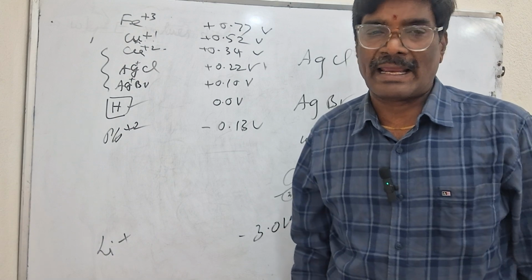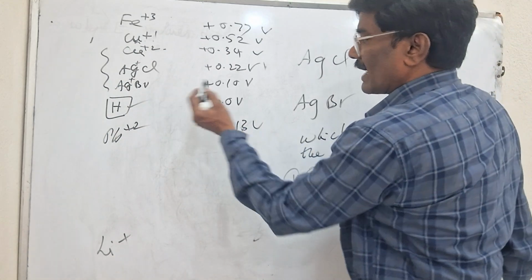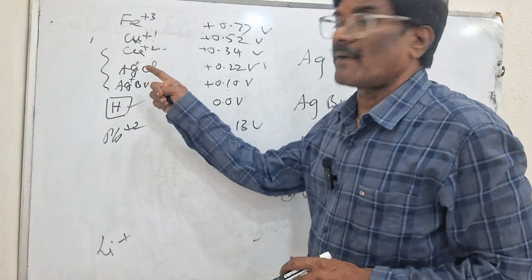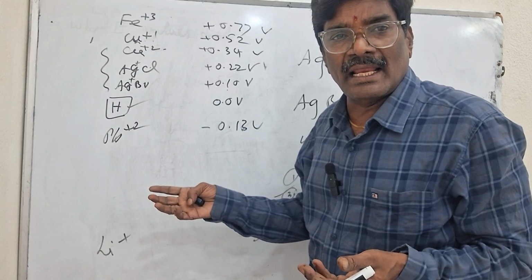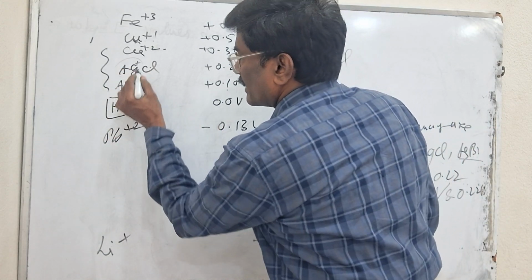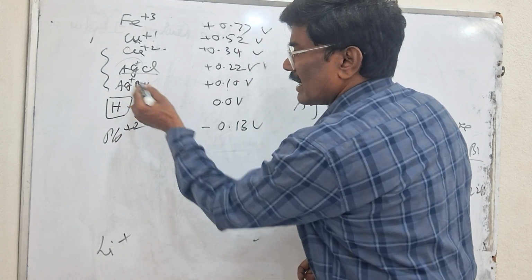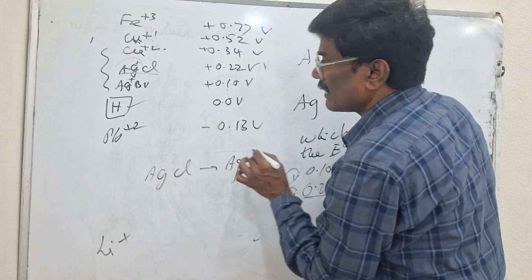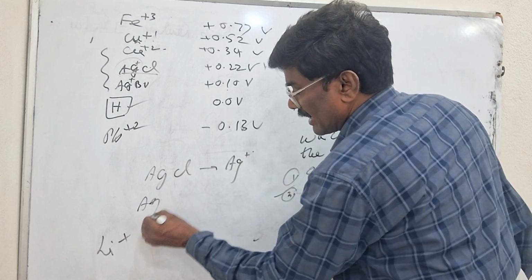But not at all, it is not by hearting. There is a concept. Why, sir? Why does AgBr have less and AgCl more? It depends upon the feasibility of the formation of Ag+. In which case does the Ag+ ion form easily, AgCl or AgBr? AgCl gives the Ag+ ion more easily than AgBr.